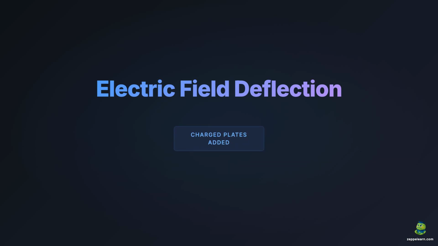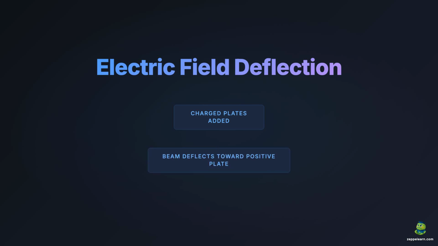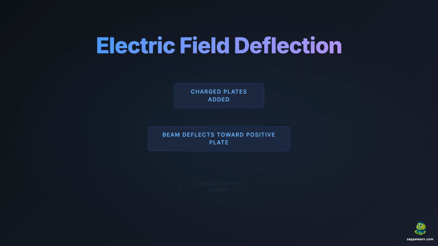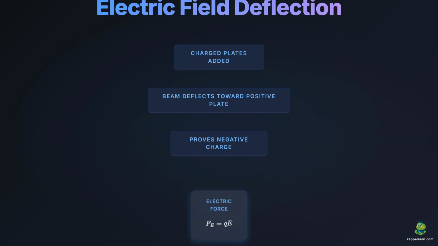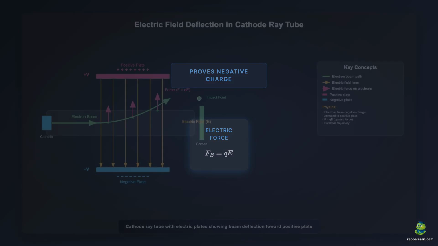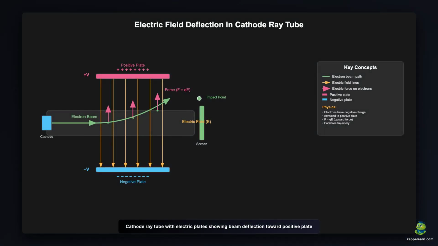When Thomson placed charged plates above and below the beam, something remarkable happened. The cathode rays bent toward the positive plate, proving they carry negative charge. This deflection was the first direct evidence that cathode rays are streams of negatively charged particles. The electric force on the particles equals the charge times the electric field strength. This diagram shows how the electron beam curves upward when it passes between charged plates, deflecting toward the positive plate and away from the negative plate.